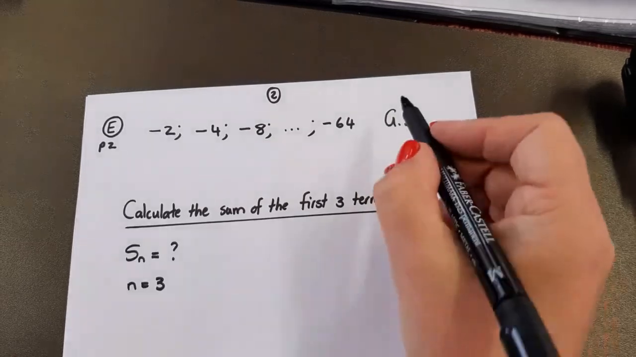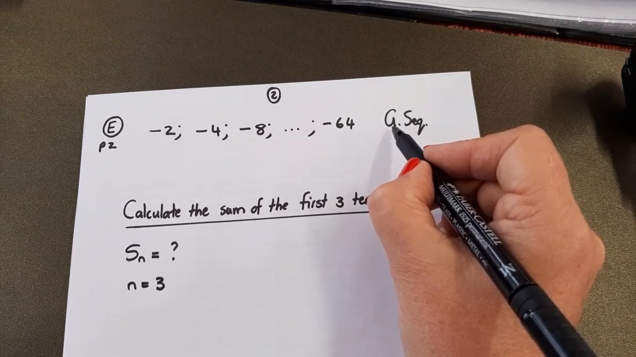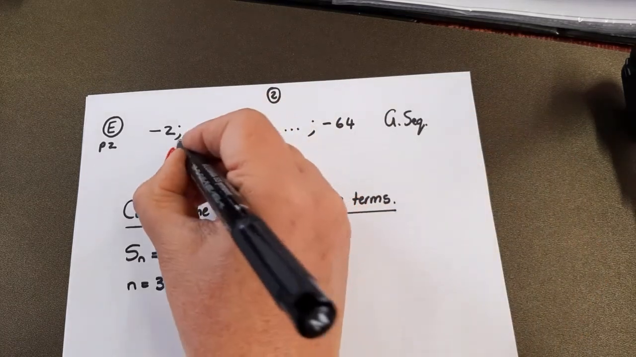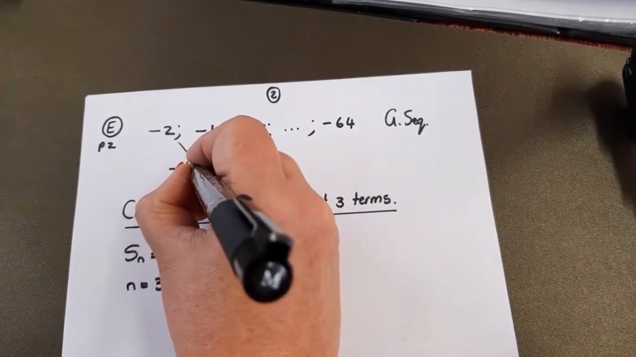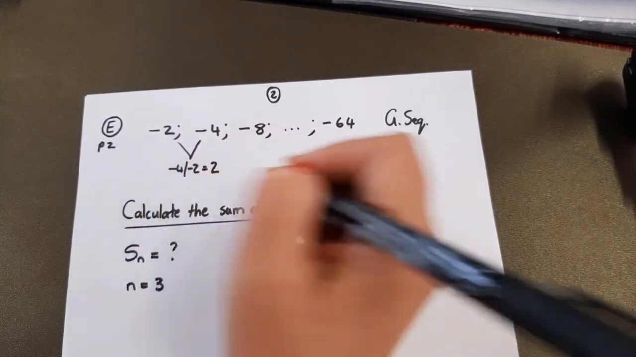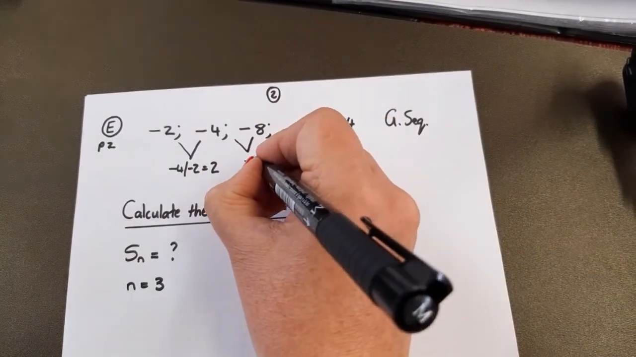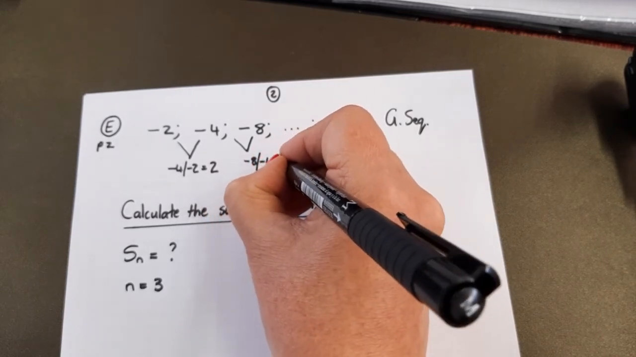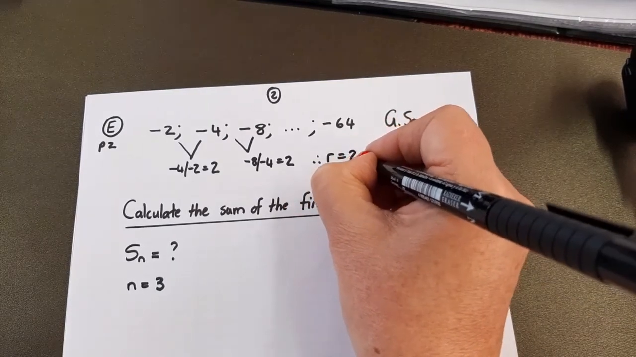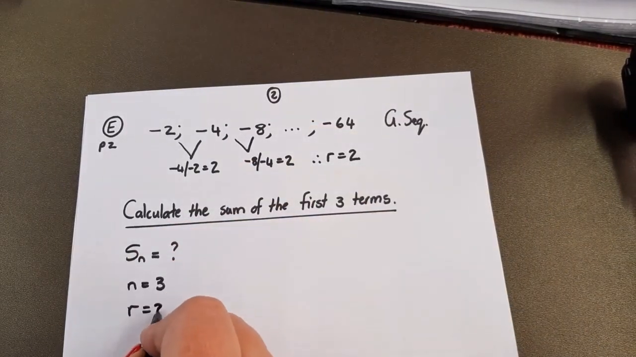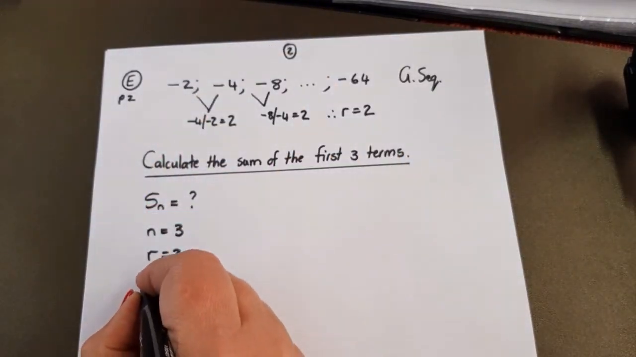Now if you look at that geometrical sequence, they already told us it's geometrical, so we know we have a ratio. We divide term 2 with term 1 and we get an answer of 2. Let's check if this one is the same. Minus 8 divided by minus 4 also gives me 2. Therefore, r, the ratio, is 2. And I can see that a is minus 2.